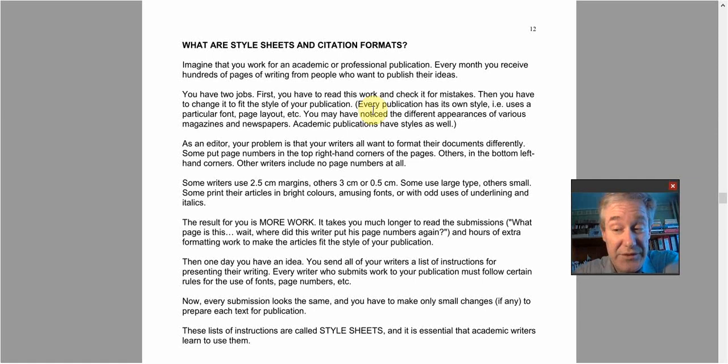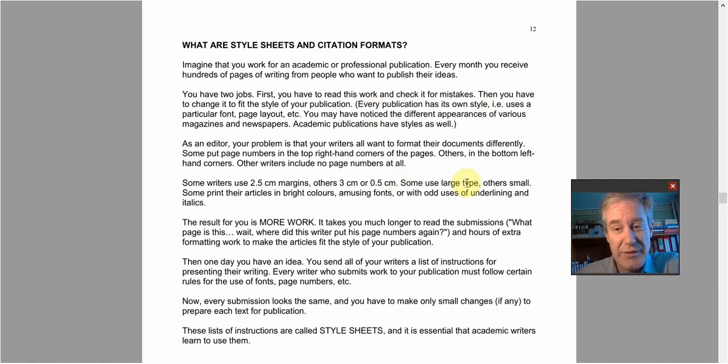So a 2.5 centimeter margin means the space between the words and the edge of the page is 2.5 centimeters. And maybe all these different writers who are sending work to your publication have different margins. Some have bigger ones, some have smaller ones, and this again is going to be a problem for you because now you have to change it. Anything that you put into your magazine has to have the same kind of margins, so you have to adjust the margins for every piece of work that's submitted to you.